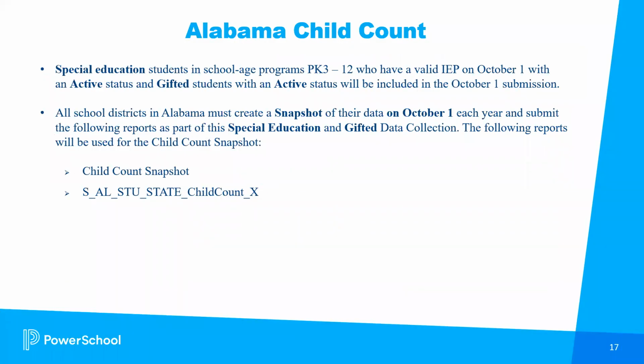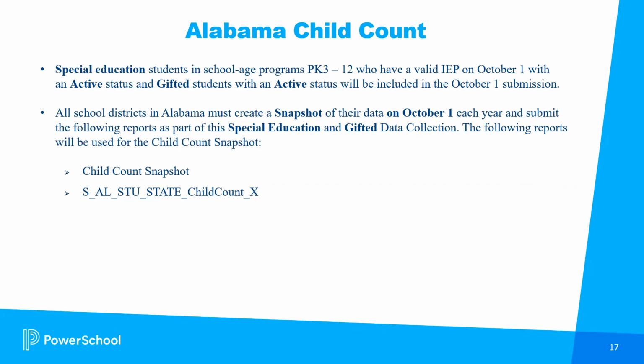All right, Alabama child count includes special education students in school age programs PK 3 through 12, which is why they have to be enrolled, right? Who have a valid IEP on October 1st with an active status, and gifted students with an active status, all included in the October 1st submission.